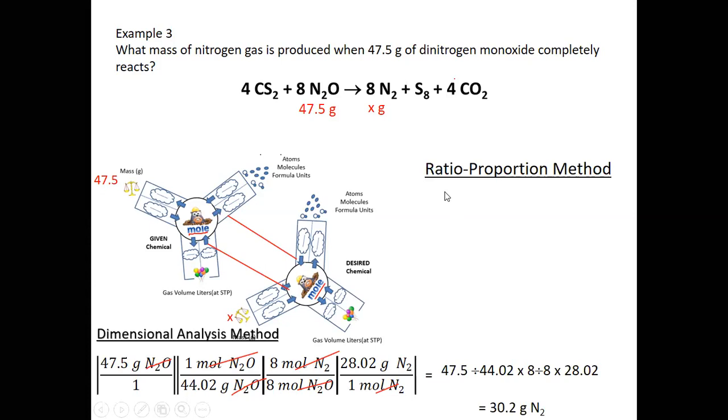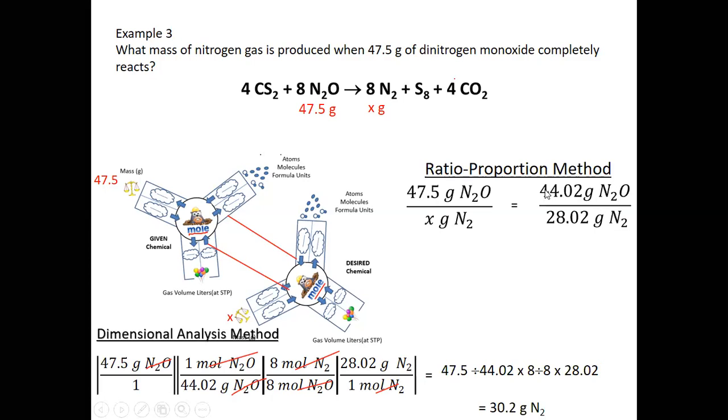Let's take a look at our ratio proportion method. This is going to look slightly different than the last example, only because this is not a mole-mole problem. This is what we would call a mass-mass problem. And in mass-mass, we don't have a single step, we have multiple steps. So again, we write down our given over our desired, our given 47.5 grams of dinitrogen monoxide, our desired X grams of nitrogen. Our second fraction, the labels match exactly.